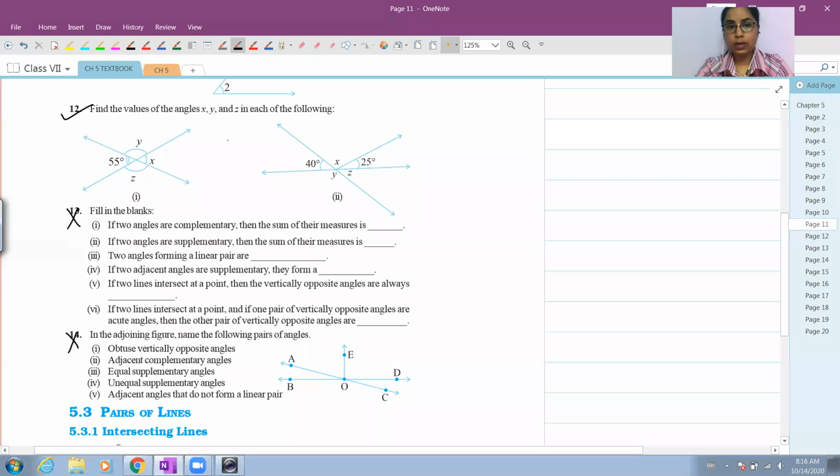So यहाँ पे दो lines एक दूसरे को cross कर रही हैं. This one is one line. If I say this is L, and then there is this one. This is the second line that I have जिसको cross कर रही है M.